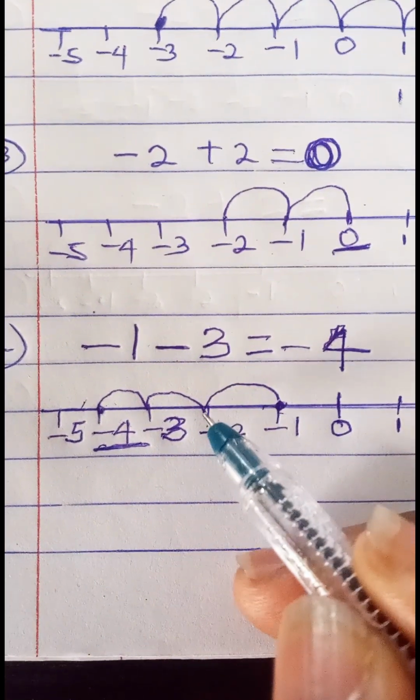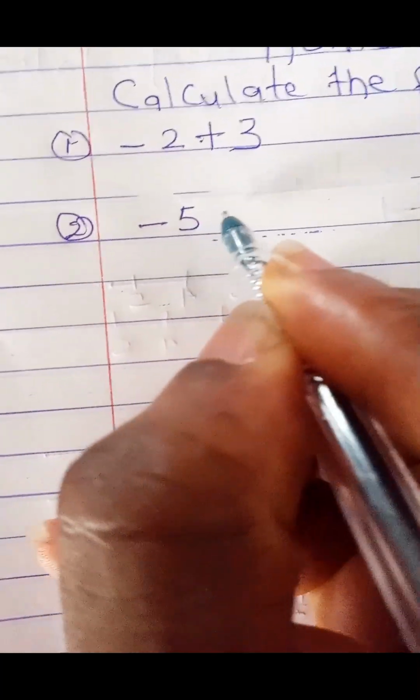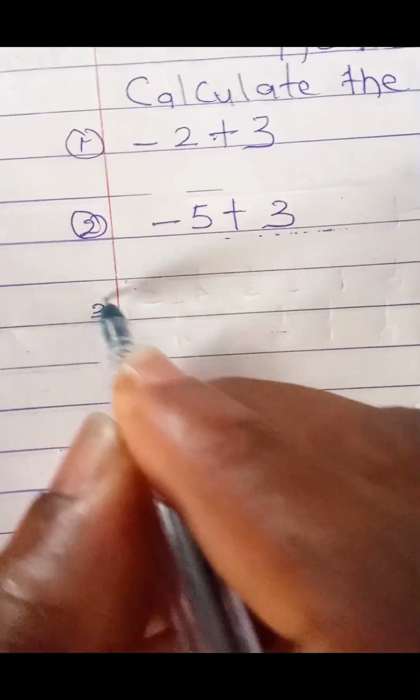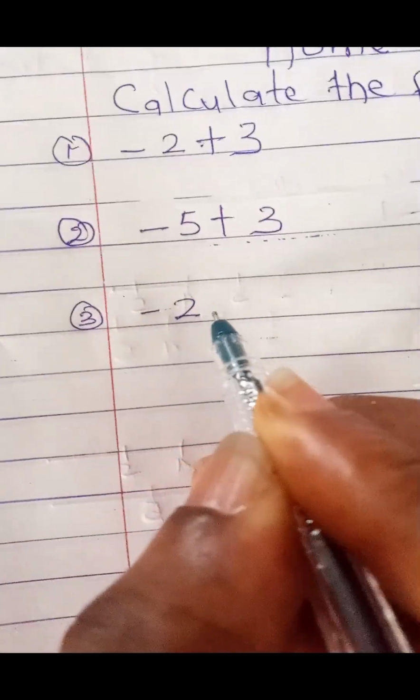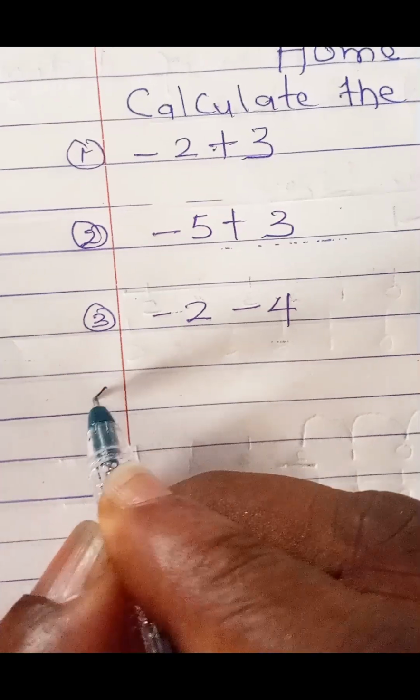I'm going to be giving us some questions to practice at home, to practice what we've learned in today's class. While I give the questions, I want you to note that this method of using the number line is limited. You might not be able to use it for big numbers, and that is why it's good for you to also understand the method of borrowing, which I already explained in my previous video.